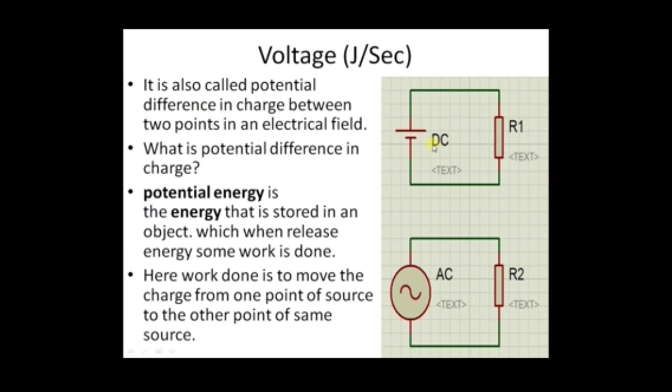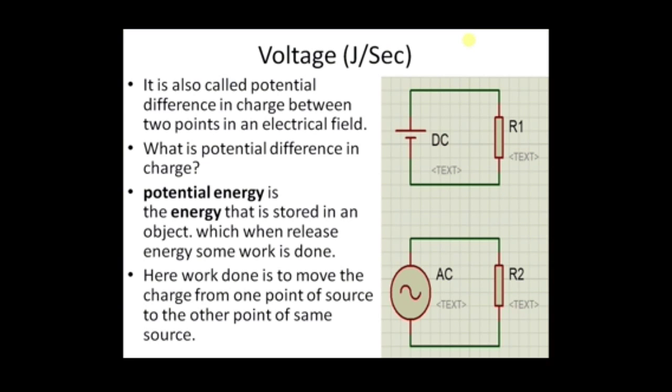So what is potential energy? Potential energy is energy that is stored in an object, which when released, some work is done. The stored energy inside the battery will force the electron to move inside the conductor. This is the concept of voltage. We will see the calculation part of voltage, how to calculate a battery's voltage, battery's current, power consumption. We will calculate in a few minutes. So that was voltage.